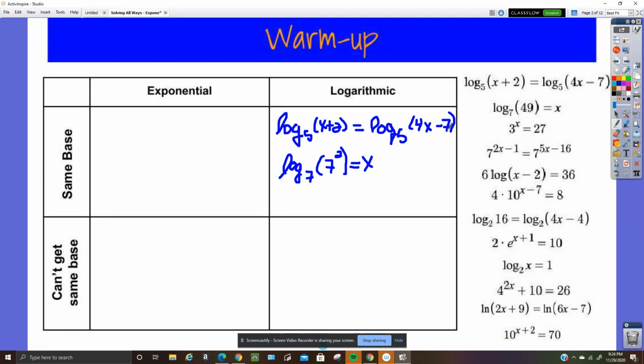This one, you can get this in the same base. 3 to the x equals 3 cubed, because 27 is 3 cubed. But if you happen to put that down there, I can understand that. But the next one, 7 is the same base, so you can put that one here.